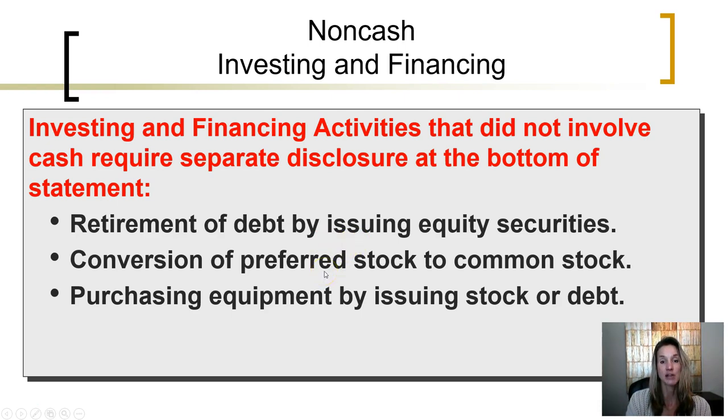We would also see the conversion of preferred stock to common stock reported within this non-cash investing and financing activities section, or the purchasing of equipment by issuing stock or debt. Again, these would impact the ownership of the company for existing stockholders, so it's important to report these and disclose it within the statement of cash flows to ensure full disclosure.